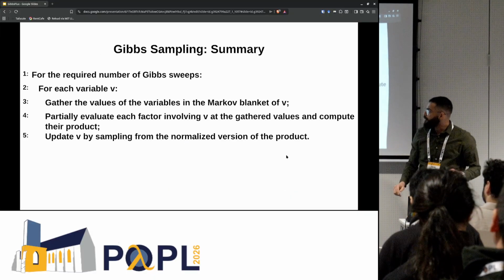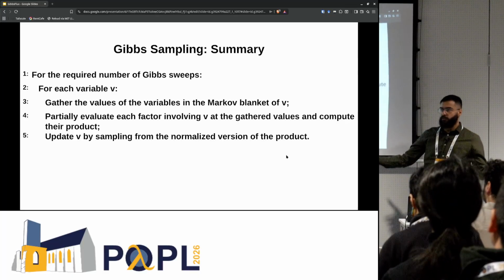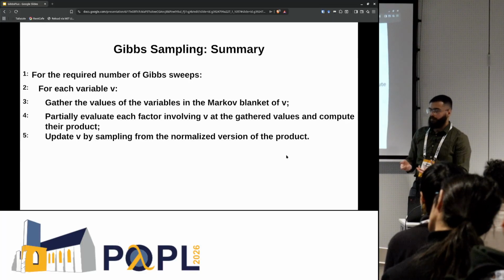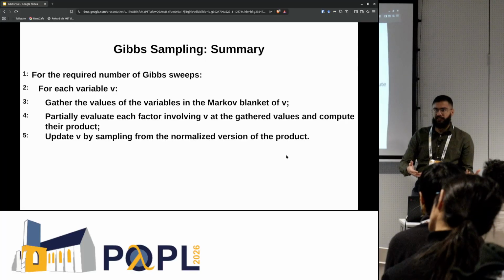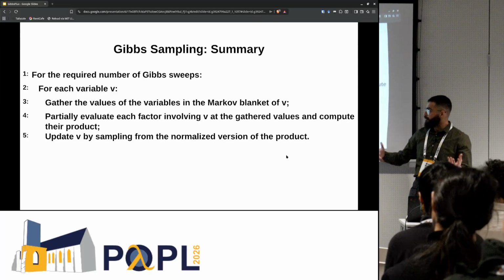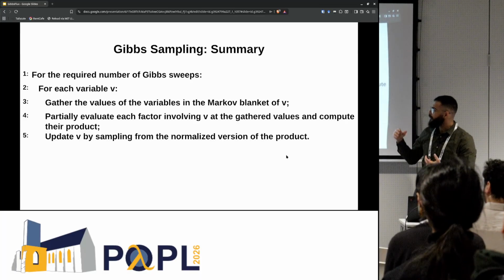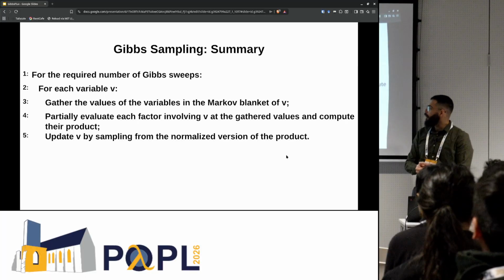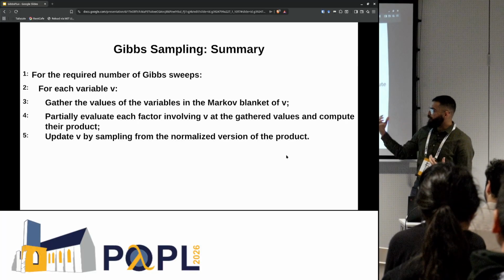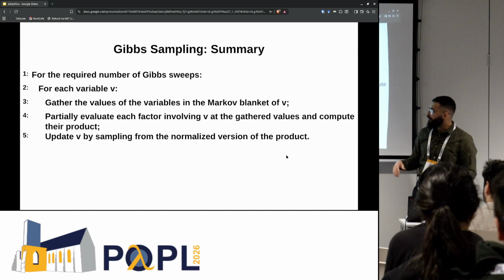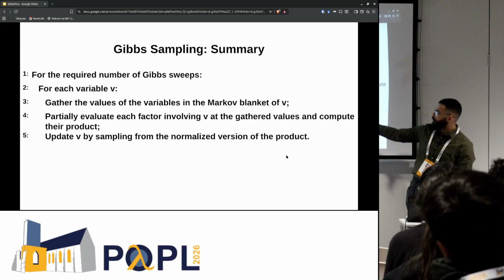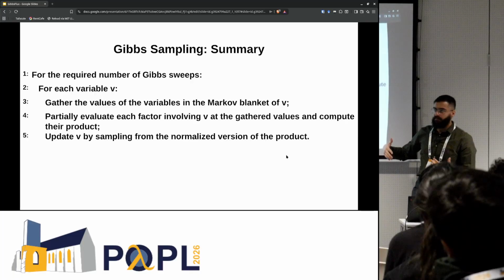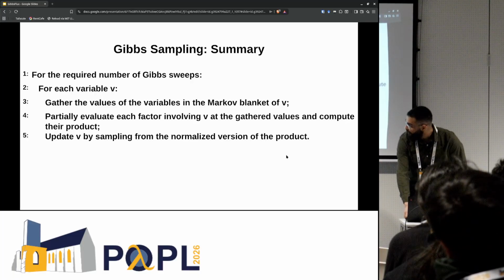OK, so just to summarize, how do we do Gibbs sampling? We have a bunch of sweeps we need to do. For each one of the sweeps, we go over the variables. We first gather the values of the variables of the Markov blanket of the variable under consideration. We then partially evaluate all the factors that contain the variable, multiply them together, and we resample the value of the variable that we are considering by just normalizing that and sampling from it. And being able to go to this normalized product is why we need conjugacy relationships.